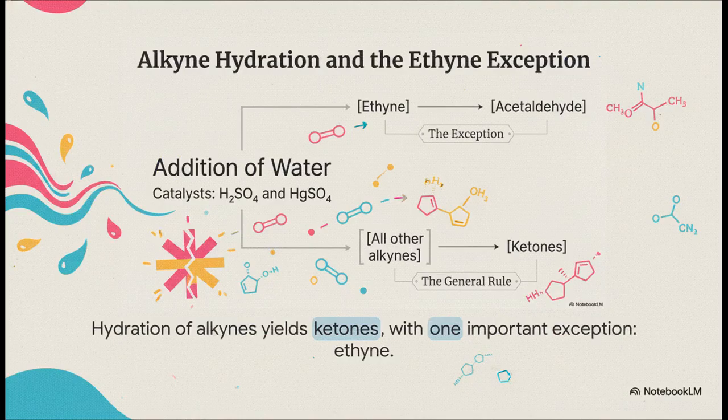So what about alkynes with their carbon-carbon triple bonds? Well, by adding water across that triple bond in a process called hydration, you can also make carbonyl compounds. And this gives us a classic rule and exception situation. The general rule is hydrating almost any alkyne gives you a ketone, but, and it's a big but, there is one very important exception. The simplest alkyne, ethyne, when you hydrate it, you get acetaldehyde, which is an aldehyde.